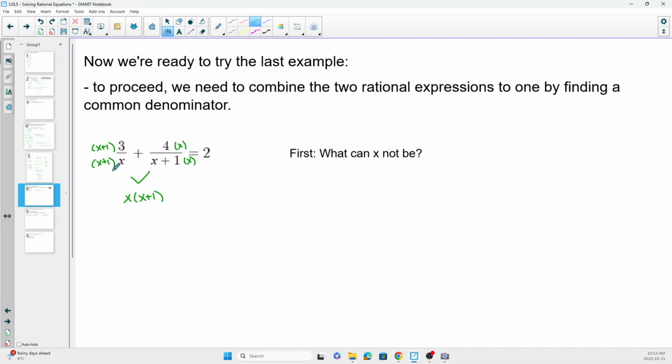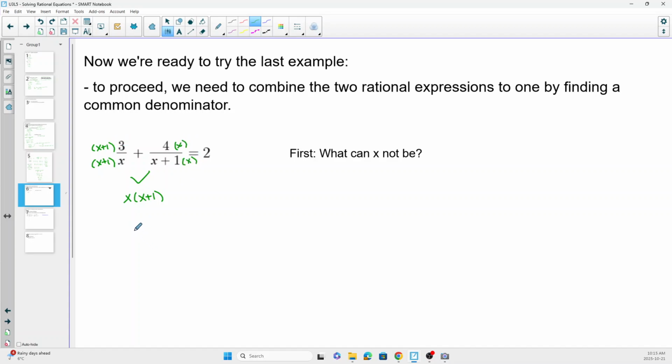And so now, notice how we've just multiplied by 1. Like x plus 1 over x plus 1 is just 1. X over x is just 1. So in theory, to do the same on the other side would be to multiply by 1. It's not going to change anything. So we're not breaking any rules here. We can do this.